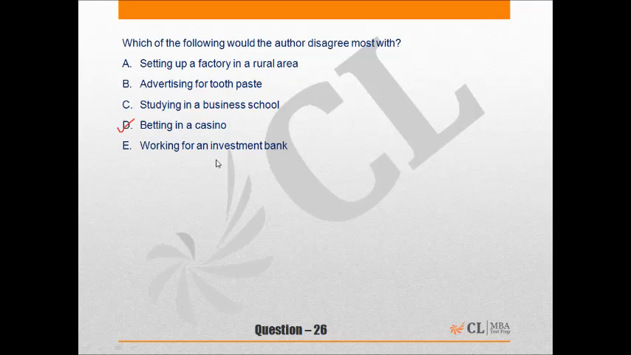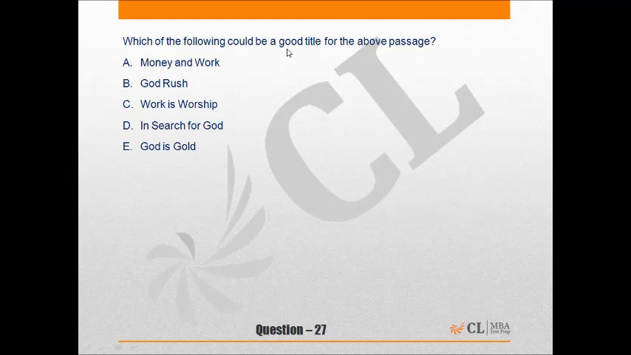Right? Now the next question is, which of the following could be a good title for the above passage? Now, since the passage talks about the relationship between money and work and how it is and how it should be, it renders option A correct. Options B, D and E talk about God, to which the author has made no reference. "Work is worship": again, worshipping is not dealt with. He says that we should be loving the work we do.